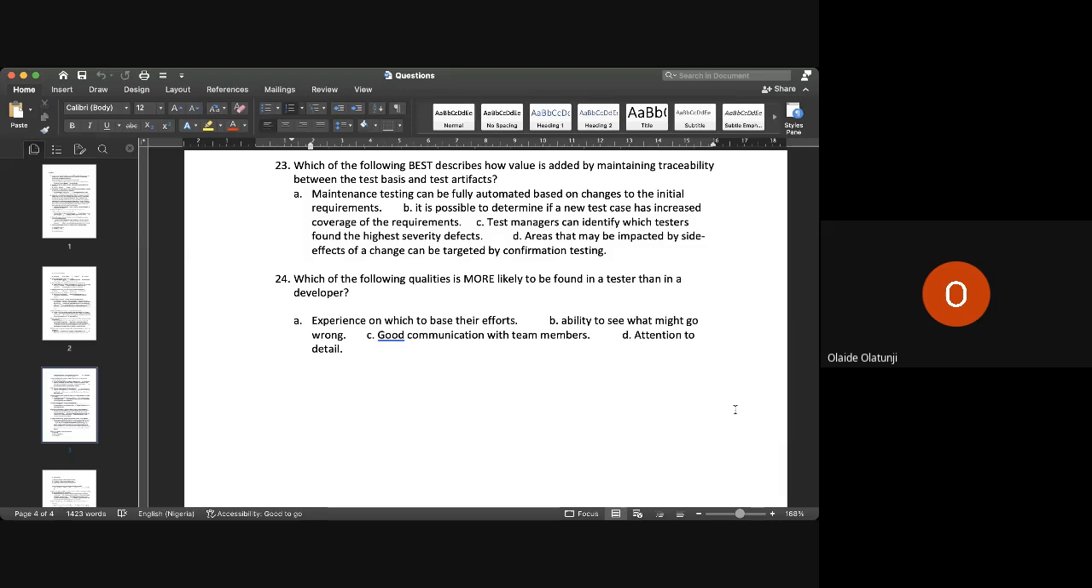But what the two of them experience on which to base their effort, anyone can do that. Good communication with team members, anyone can do that. But you see, the ability to see what might go wrong, they can't see it. Do you understand? Unless someone goes beyond his own job description and tests everything, both front end and back end. That's the person that can see what might go wrong, or a developer might not. You get?